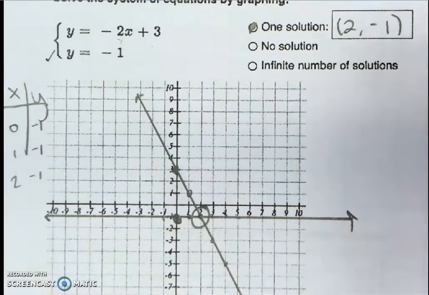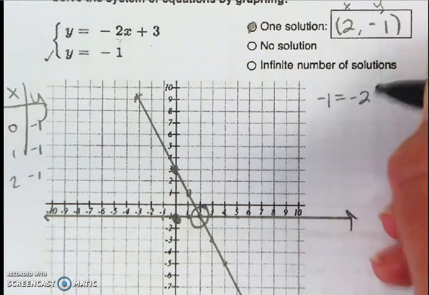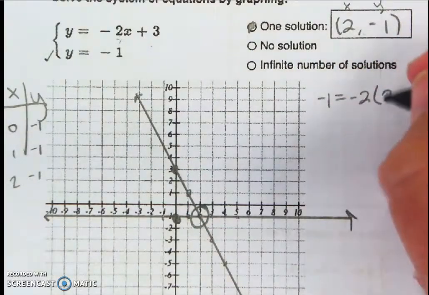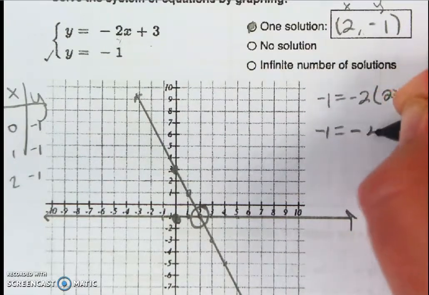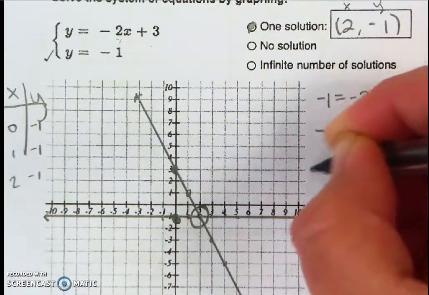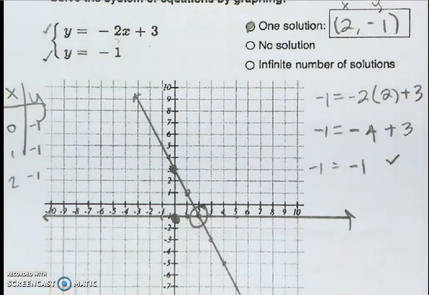For the first equation, let's check. Remember, this is x and y. So for y, I'm going to fill in negative 1 equals negative 2 times the x is 2 plus 3. So that means I get negative 1 equals negative 4 plus 3. And negative 4 plus 3 is negative 1, so it checks out for the first equation.